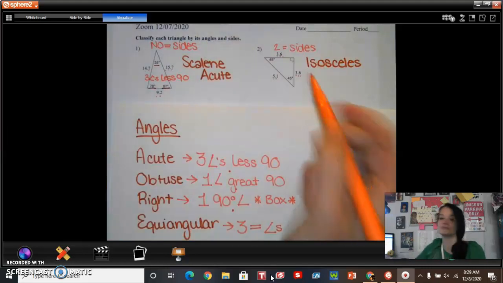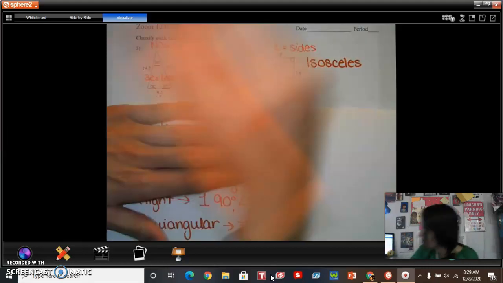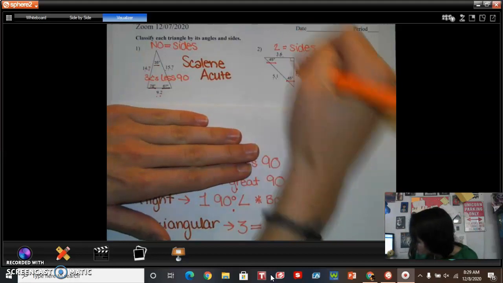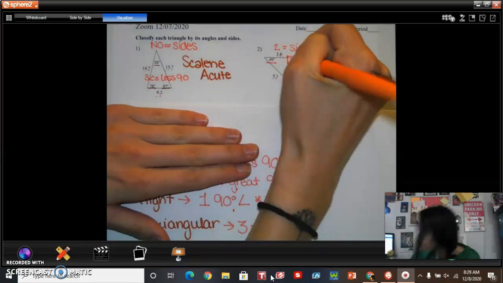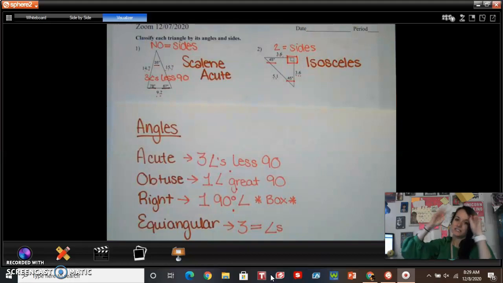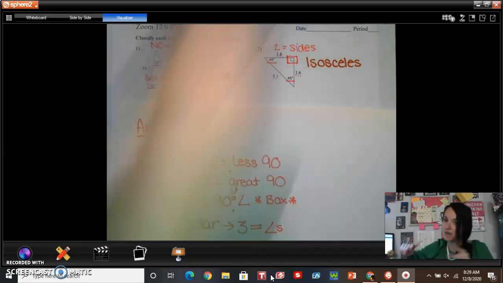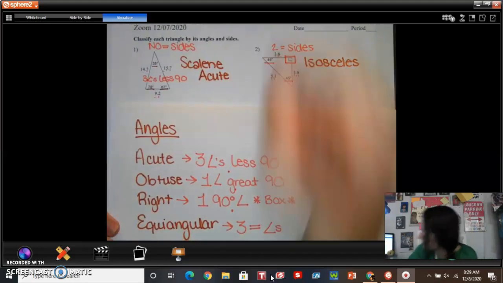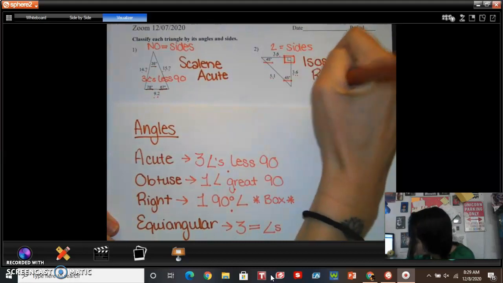Okay, if we look at number 2, if we look at these angles, we have a 45, a 45, and a 90. As soon as you see that box, it should instantly set off a light bulb that goes, box means right. So that means we have a right isosceles triangle.